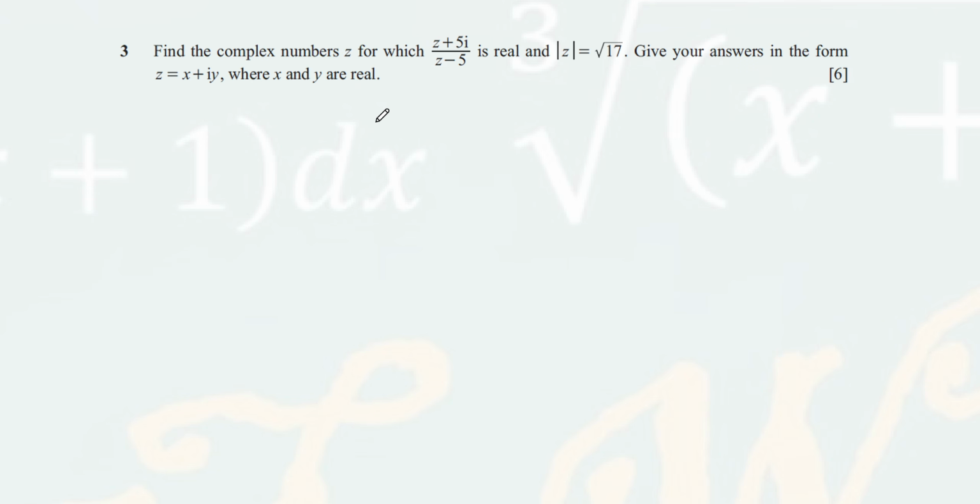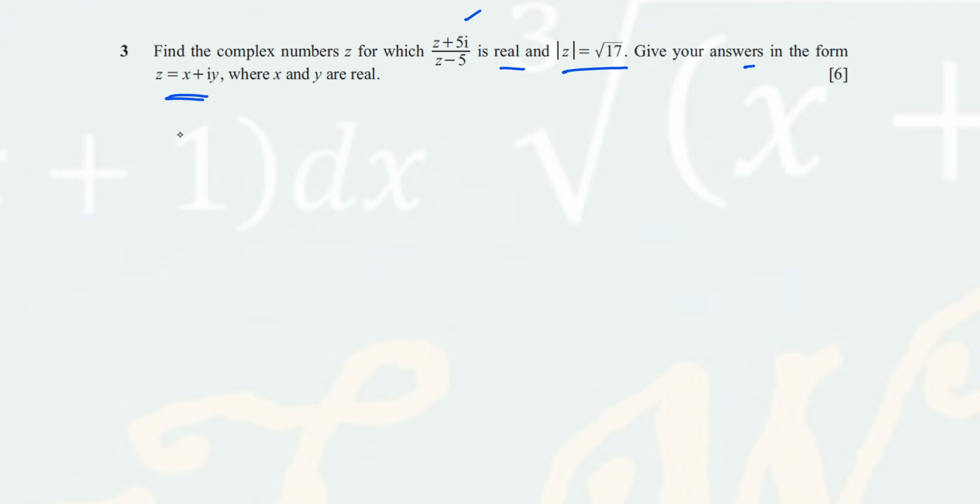Alright, now question number 3. Find the complex number z for which this is real and the modulus is square root 17. Give your answers in the form of x plus iy, where x and y are real.